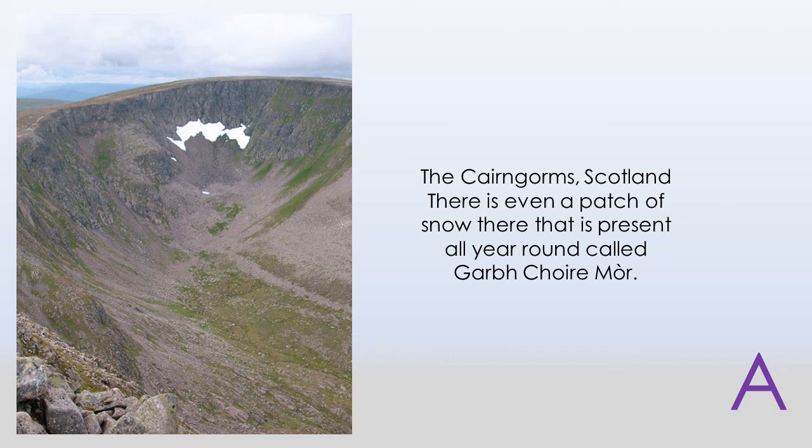It's Red Hill. No, it's not. It's the Cairngorms. And there is even a patch of snow there that is present all year round. Wow. And it's called something quite unpronounceable. Shall I give it a go? Yeah. Carn Ban Mor. I'm sure that's not the way to pronounce it. But that's amazing that a patch of snow has got a name.